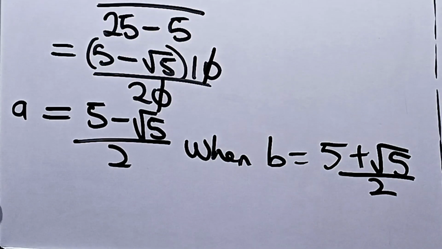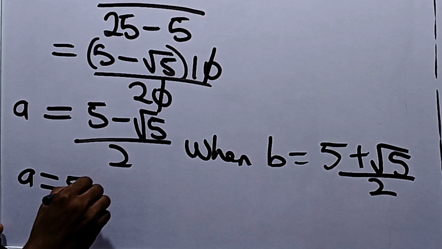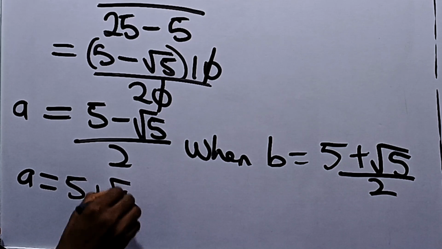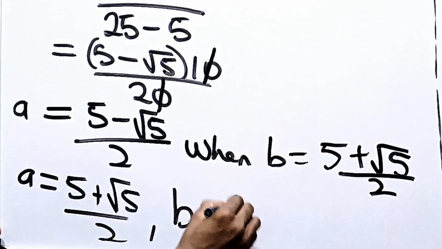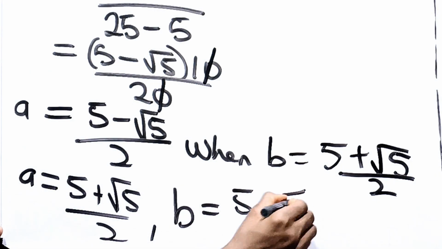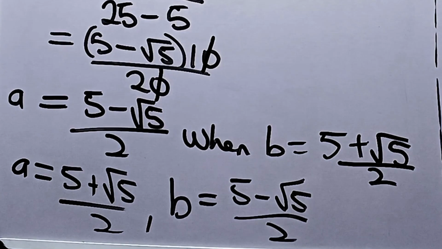Now, invariably, it means that when A is equal to 5 plus root of 5 divided by 2, B will be equal to 5 minus root of 5 divided by 2. And this gives us the answers to this question.